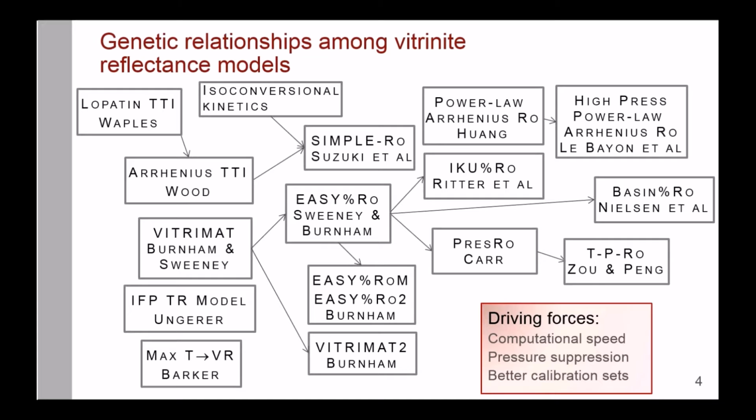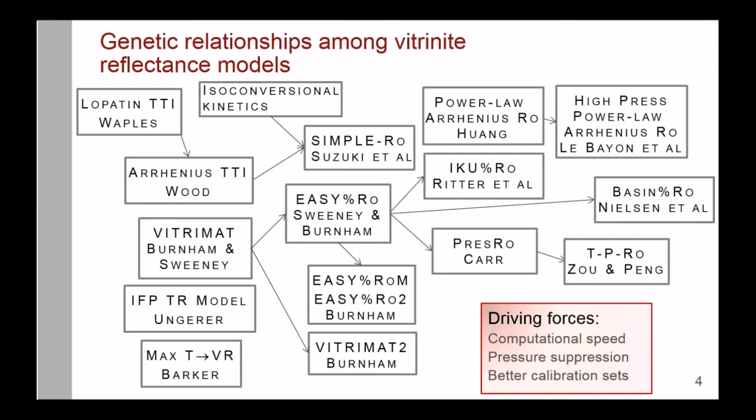It's really calibrated against Vitrimat. It's not calibrated really against any other data. It's actually meant to reproduce the Vitrimat model using the hydrogen to carbon correlations. At the same time, when these things were developed, personal computers were fairly new, and computational speed was actually quite important.